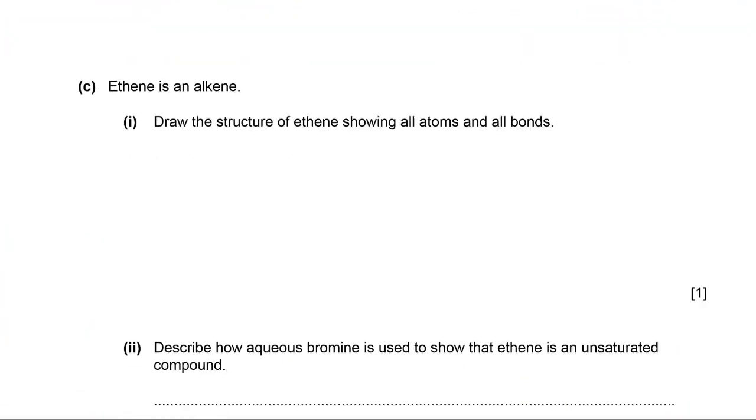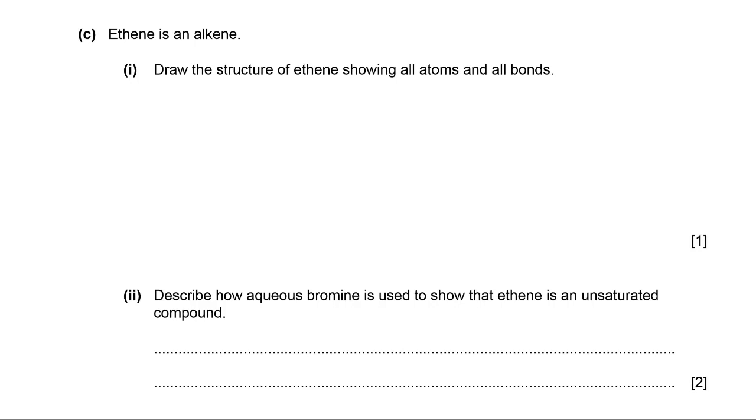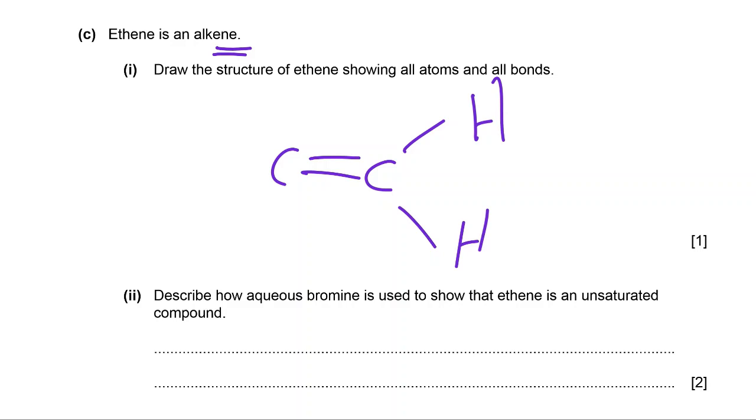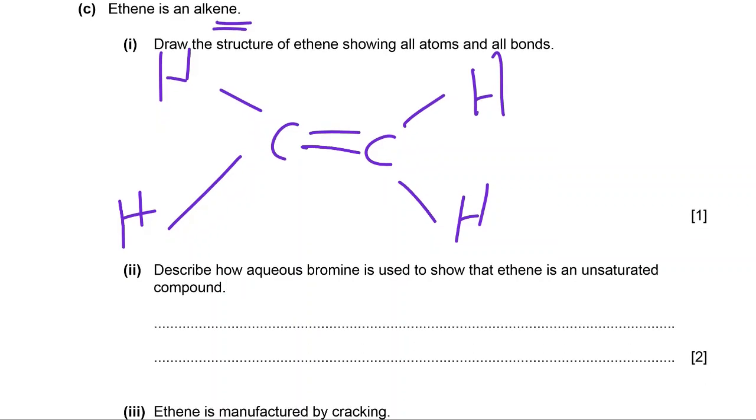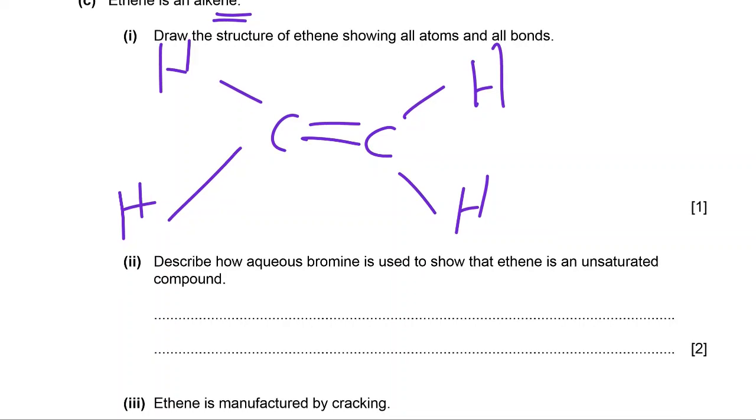Next question. Ethene is an alkene, with a double bond. Draw the structure of ethene showing all atoms and all bonds. That means the displayed formula. So 2 carbons, because eth, with a double bond between them, and hydrogen, hydrogen, hydrogen, hydrogen. So this one is the displayed formula. We have shown all the atoms and how they are bonded with each other in the structure of the alkene, which is ethene.